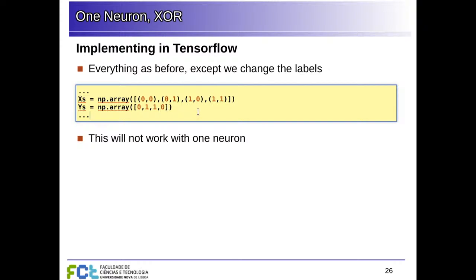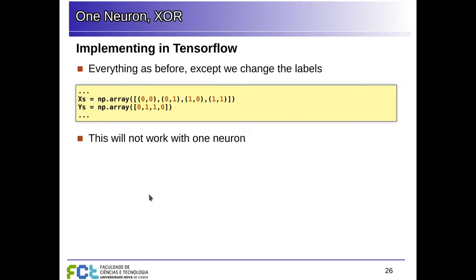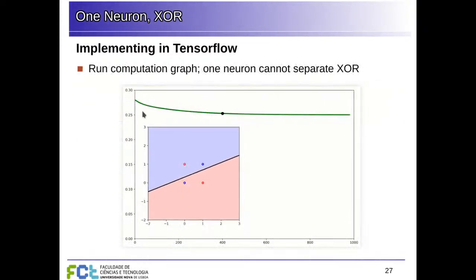So this changes the problem very much, because now this point here will no longer be true, but it will be false too. And so it will not be possible to separate them with a linear classifier. So if we do this with one neuron, we get this kind of result. You can see that the loss function does not get below 0.25, which is the square of 0.5. So on average, half of our predictions are wrong, and that will result in this value for the loss function.